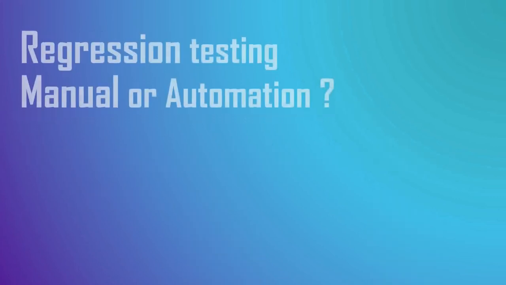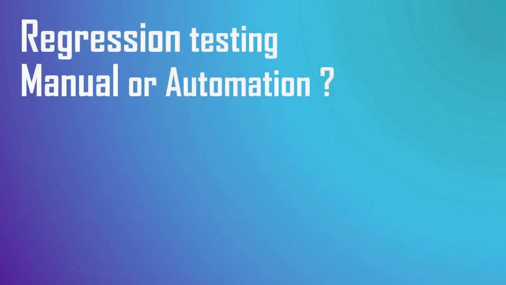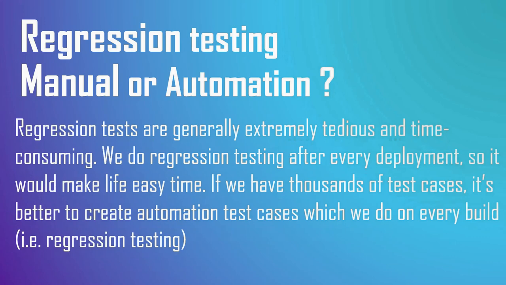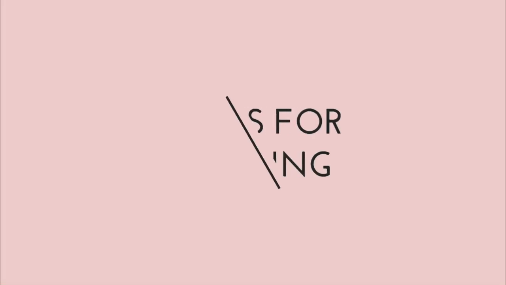Let's see how we do regression testing. Manually or by automation. Regression tests are generally extremely tedious and time-consuming. We do regression testing after every deployment, so it makes it easier for us to automate the test cases instead of running them manually every time. If we have thousands of test cases, it's better to create automation test scripts for the test cases we run on every build.